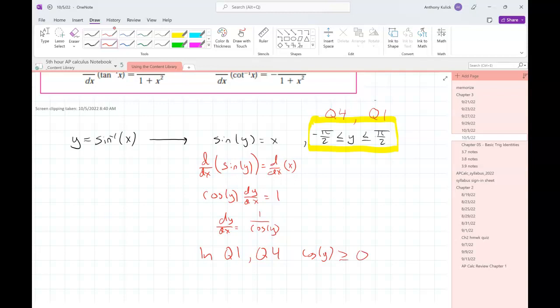It's greater than or equal to 0. If you think back to your unit circle, in quadrants 1 and 4, the x-coordinate is always positive, or I should say non-negative. Cosine is the x-coordinate from the unit circle. All those values for cosine should be non-negative.